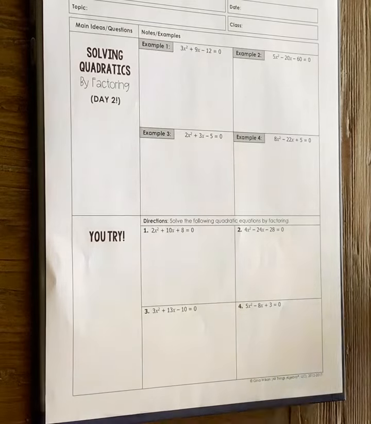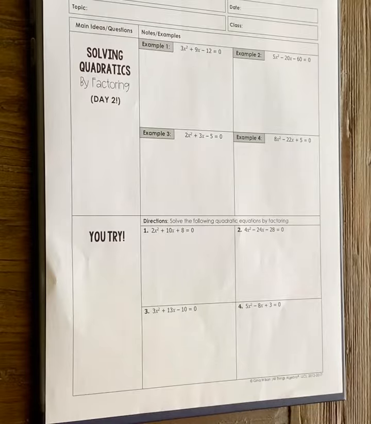This is day 2 of solving quadratics by factoring. Okay, so on this one, you want to always first check to see if there's a greatest common factor you can take out. If there's not a greatest common factor that you can take out, then you may have to do the slip and slide method.